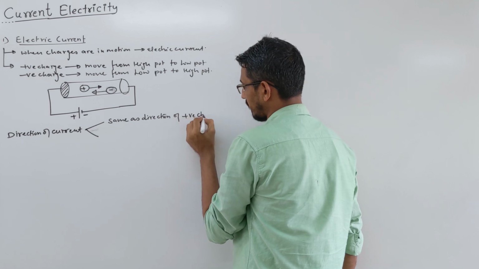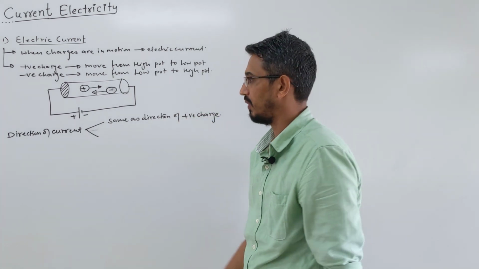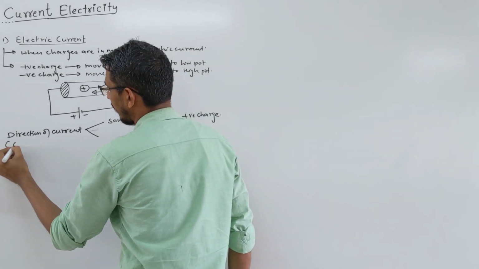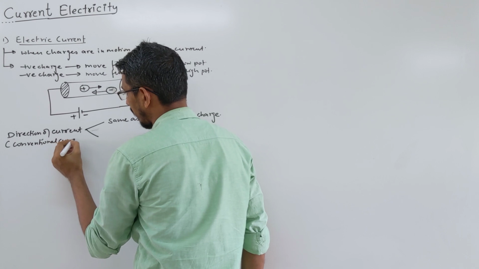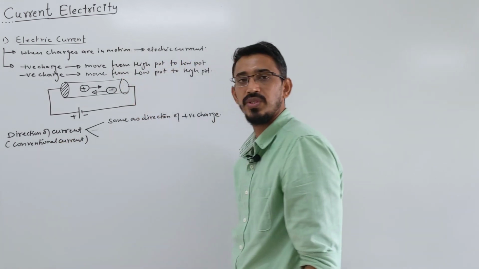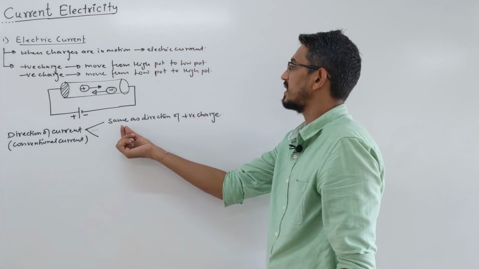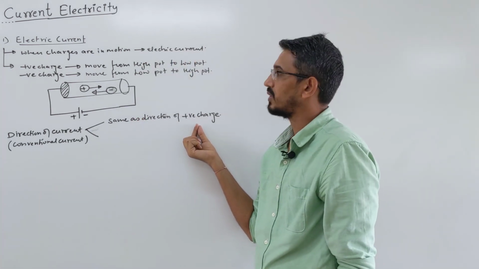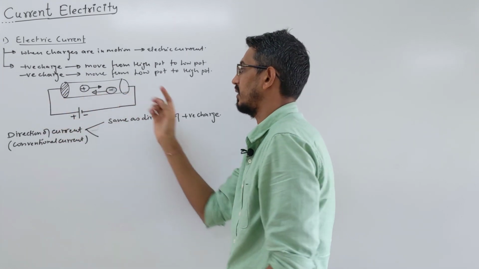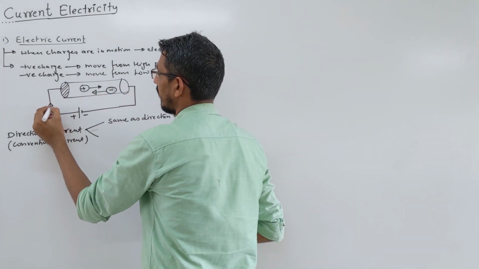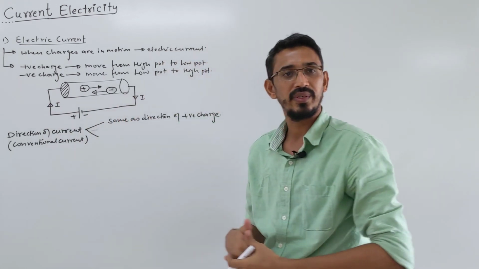Positive charges. What is the direction of the current? Conventional current, we call it. Let me write here: conventional current. How the current flows in the outer circuit in a wire is the same as the direction of what? Positive charge. Like in this case, positive charges are moving from left to right, so that's your current. In this circuit, current is flowing in this direction, I. Correct. That's the direction of your current.